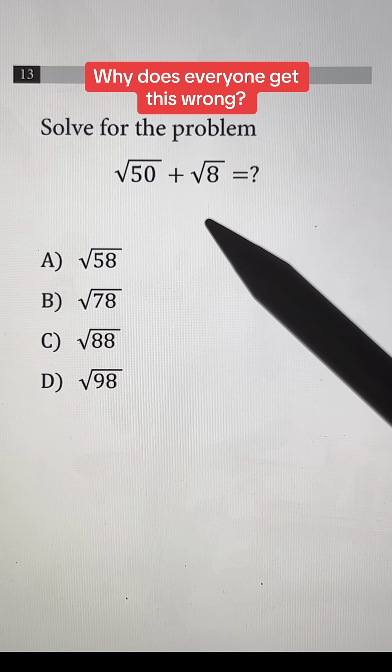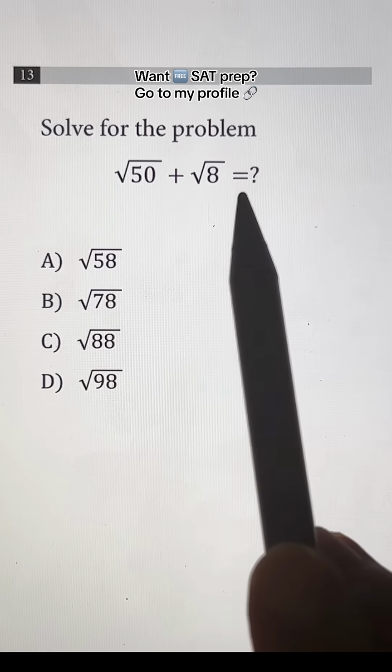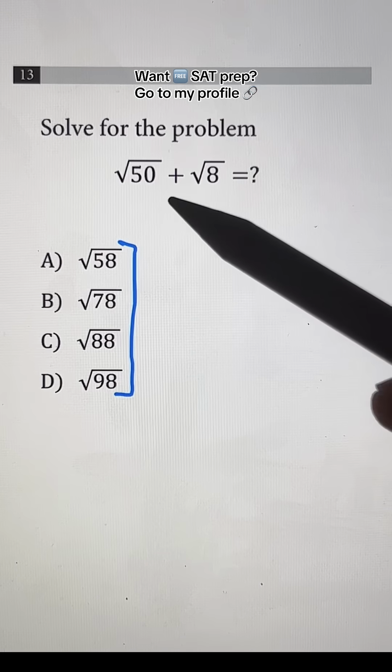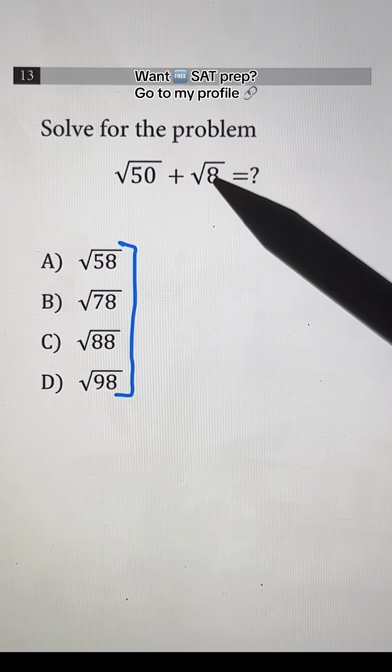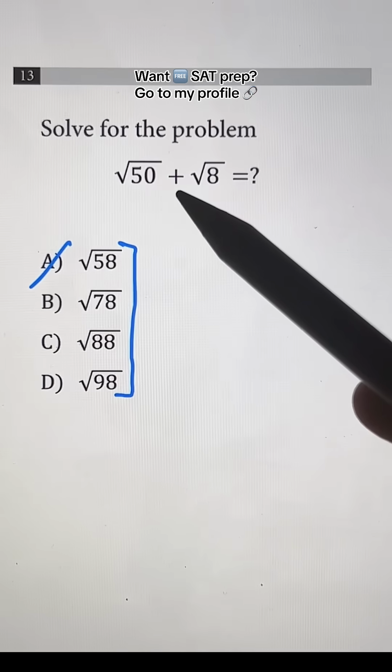This question looks so easy, but everyone gets it wrong. Question 13, solve the problem: the square root of 50 plus the square root of 8. Now, all of our answer choices are in the form of one square root, so we know we have to combine something here. Now, 50 plus 8 is equal to 58, so the first thing we can do is eliminate answer choice A because we can't add them like normal numbers.